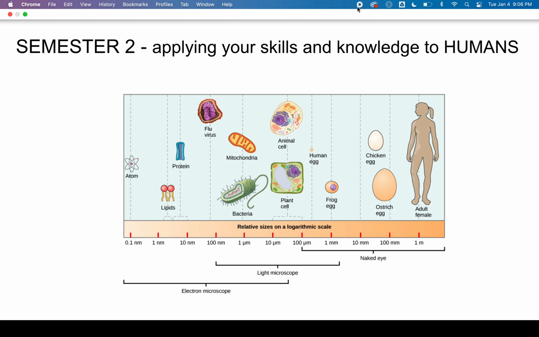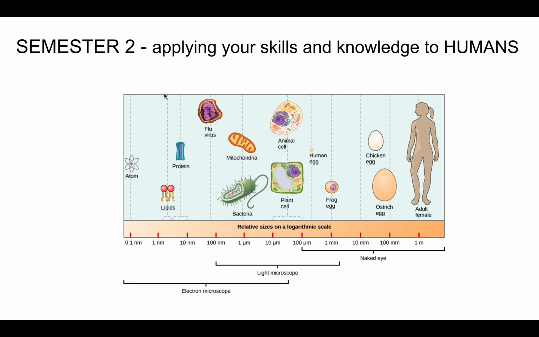So in semester 1, we looked at a lot of different themes. We did rockets and mealworms and enzymes, and so we left off in a really good place to continue our learning. In semester 2, we're going to be applying your skills and knowledge to humans. So this information is going to be much more relevant to your life.